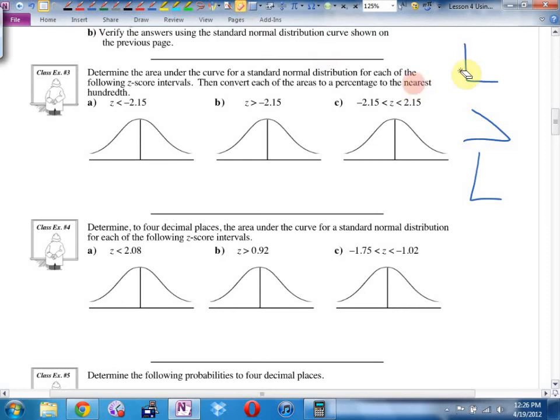Here's the whole point of that. Negative 2.15 is about there. And they want the area less than that. Now, the other way you can remember this is if you treat that like an arrow, Matt, which way is the arrow pointing? That way? What is a z-score to the left of negative 2.15? What percent of the population would be less than negative 2.15 if we had a big enough sample?